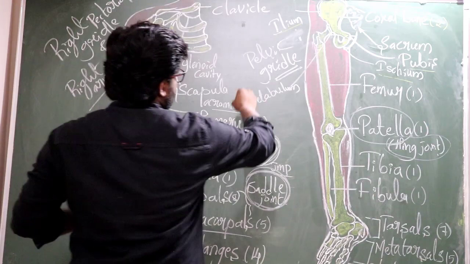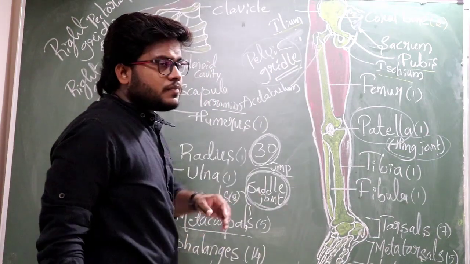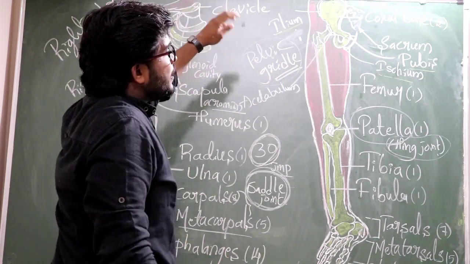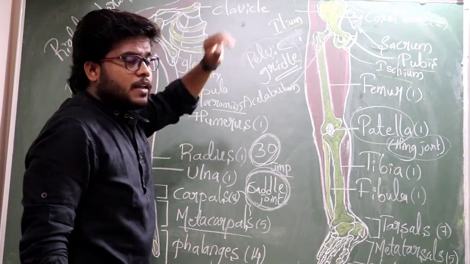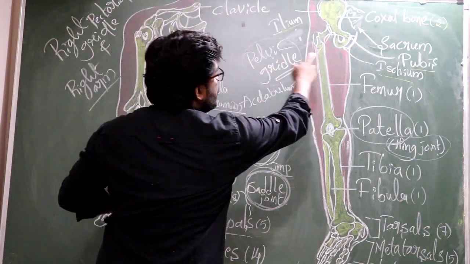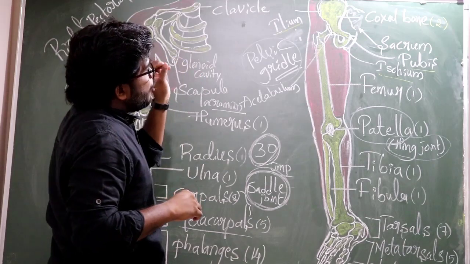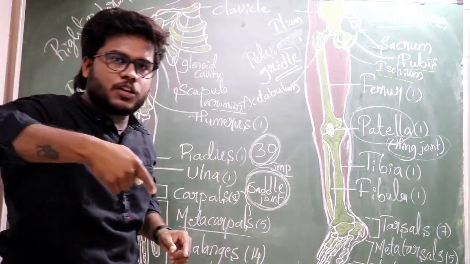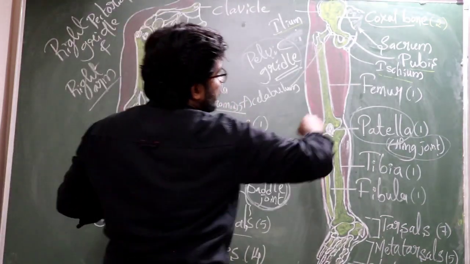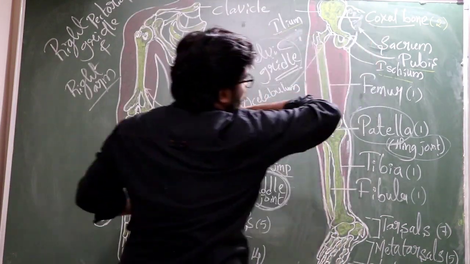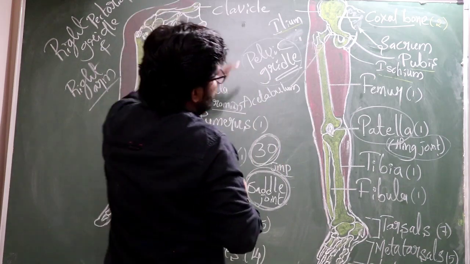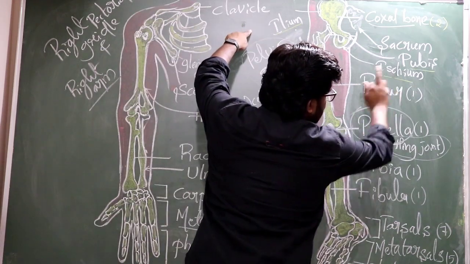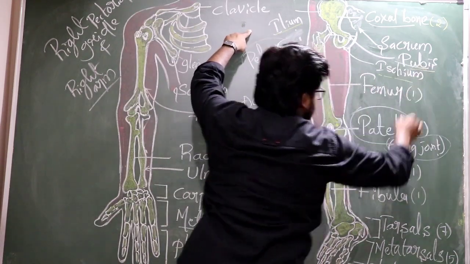Okay, so now let us study about the pelvic girdle. This pelvic girdle is also called the hip girdle. It is connected to the two coxal bones, which run parallel to the vertebral column. And each coxal bone contains 3 parts: the ilium, the ischium, and the pubis.